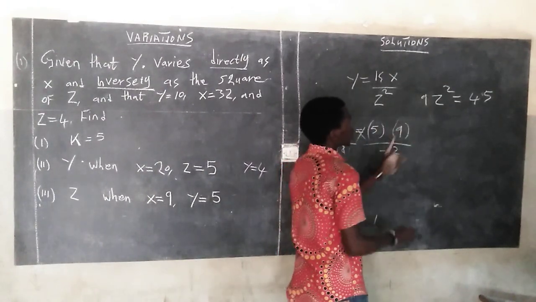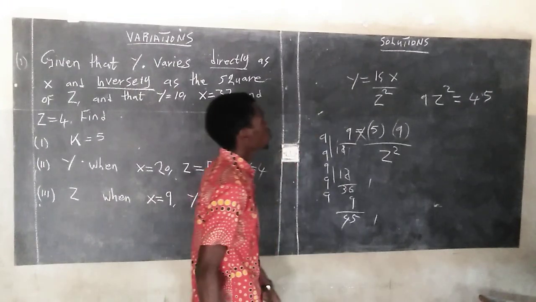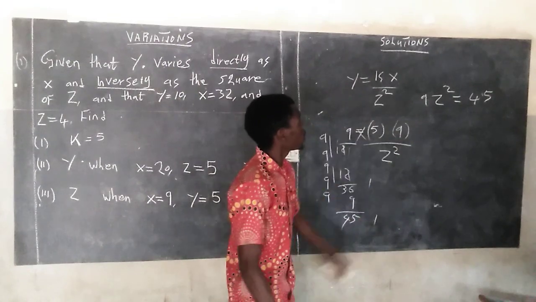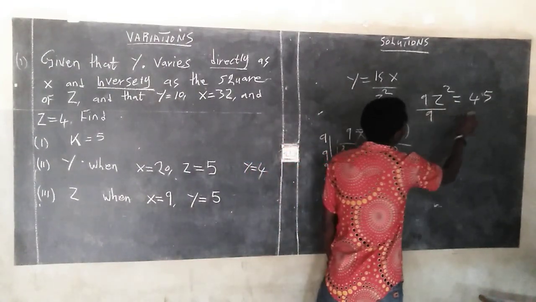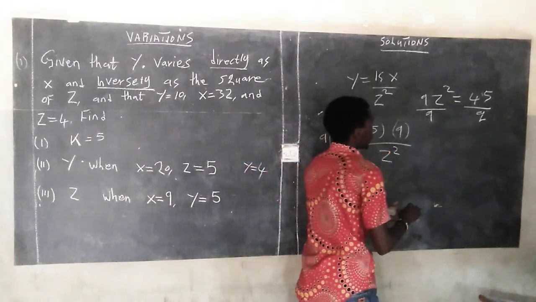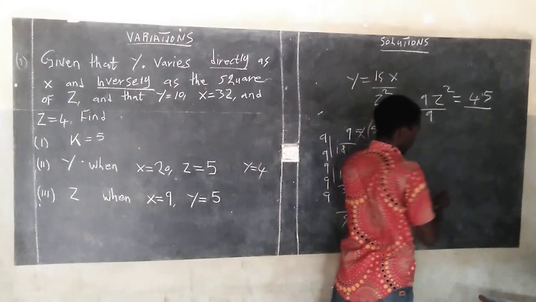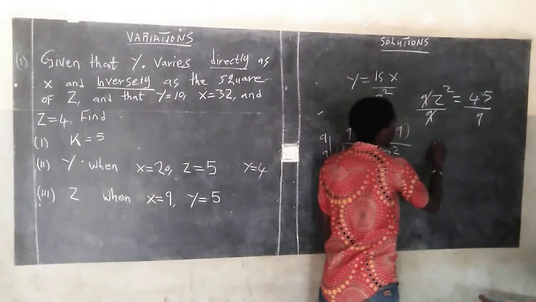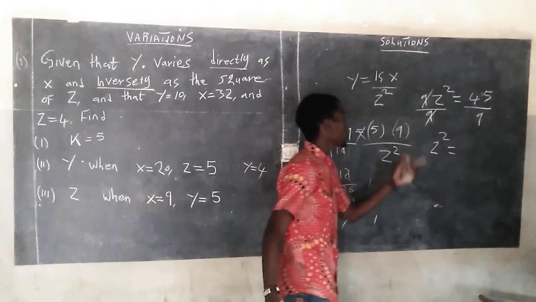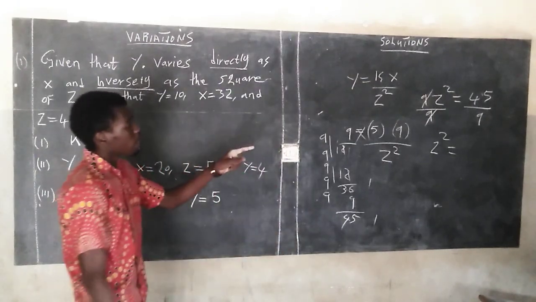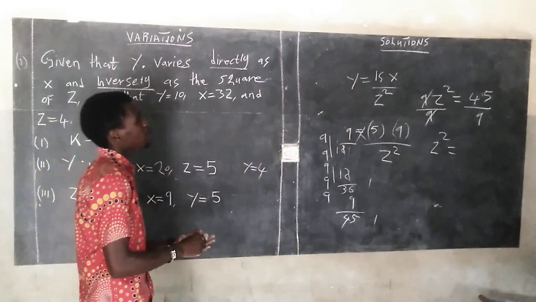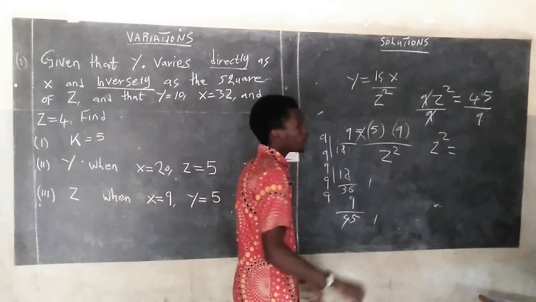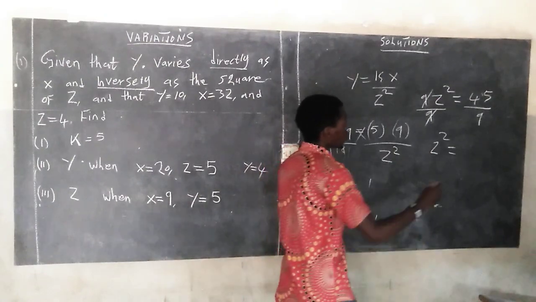So here it's 9z squared. Since we are finding the value of z, we're going to divide both sides by 9. This and this, they will go. This side you're going to remain with z squared is equal to, what is 45 divided by 9? How many times can 9 go into 45? It should be 9 times.